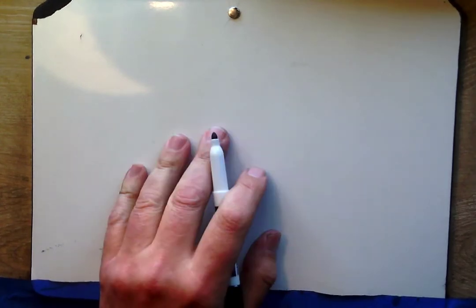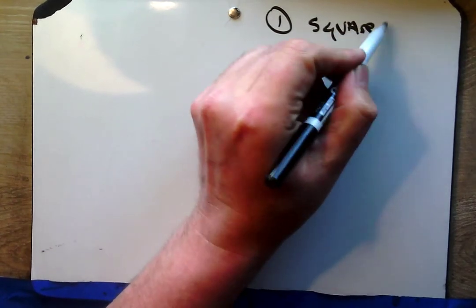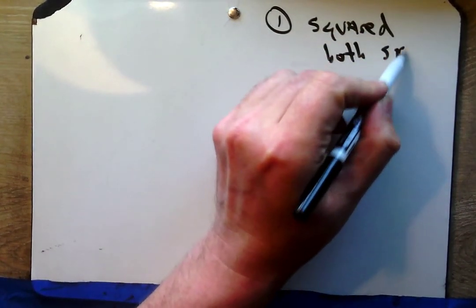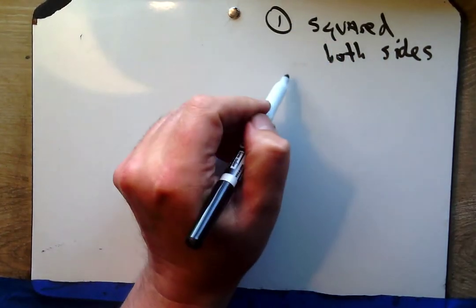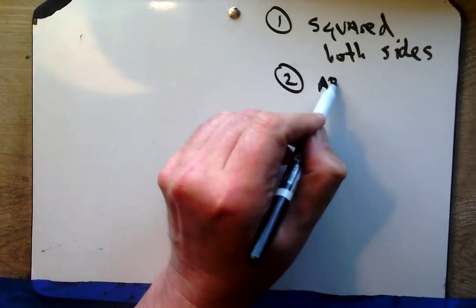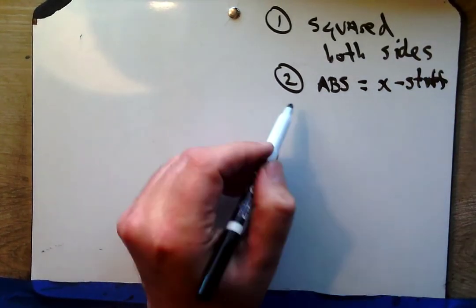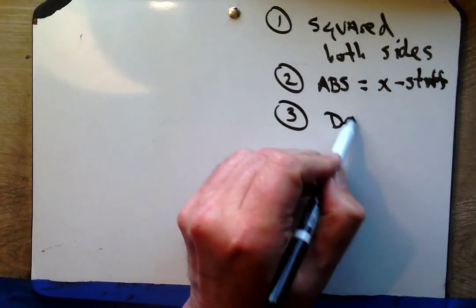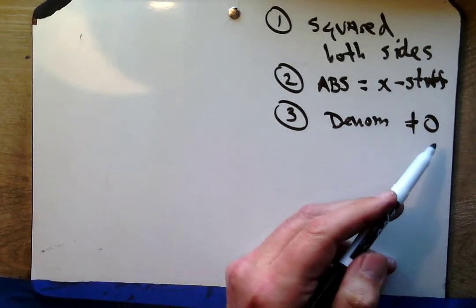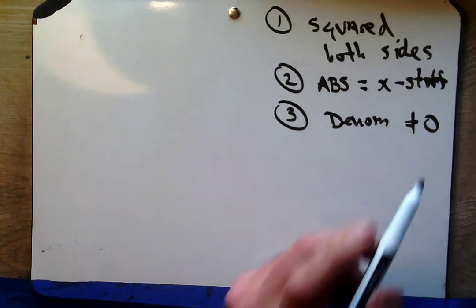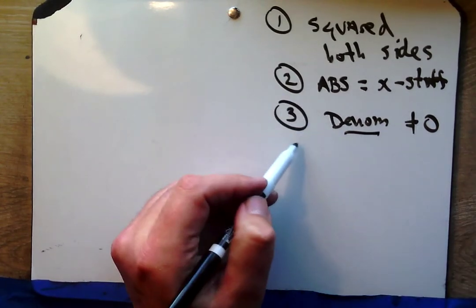Right now, we have 4 must-checks. Remember, 1, you squared both sides. Whenever you square both sides of an equation, not square root, squaring both sides of an equation, that's a must-check. 2, absolute value equals some x stuff. Yeah, that's a must-check. 3, denominator can't equal 0. Whenever I have a rational function, I have to check to make sure that my equation didn't give me a number that's going to turn the denominator into 0. If it did, yeah, I got to throw it away.